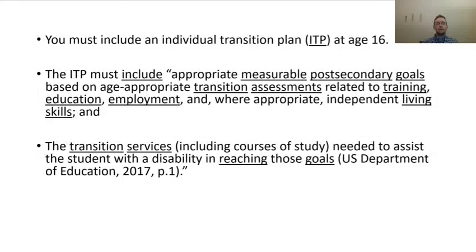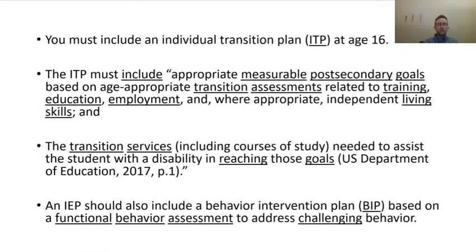Okay, so the ITP has to include both those measurable post-secondary goals related to training, education, employment, and independent living, as well as the services they'll need to reach those goals. An IEP and the ITP should also include a behavior intervention plan, or BIP, based on a functional behavior assessment to address challenging behavior.